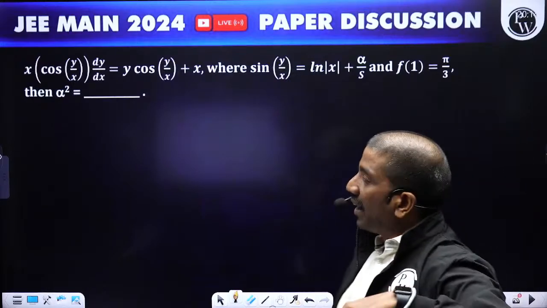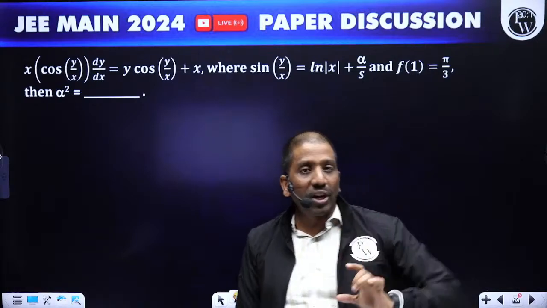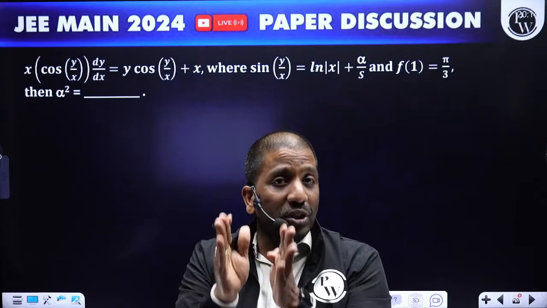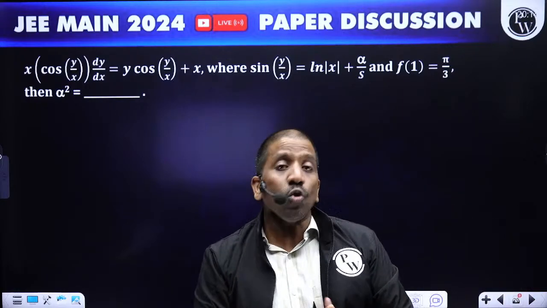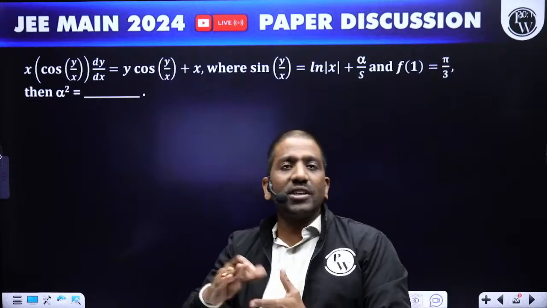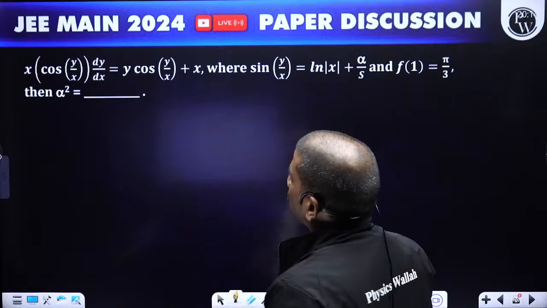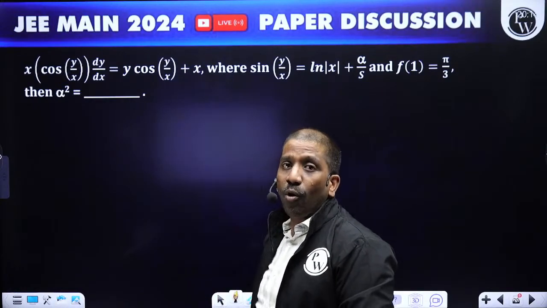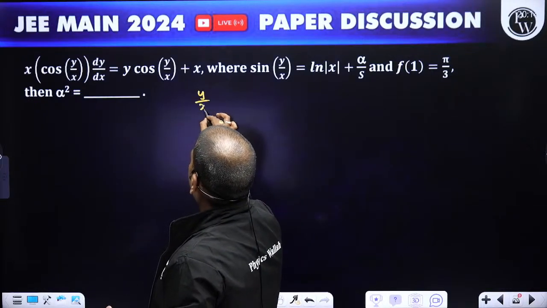Next question, again our favorite question, most probably in differential equations. In differential equations, the first one is the linear equation, and the other one is the homogeneous. But in 90% of the cases we would get a linear equation. In this case, what we have is a substitution, or we have the homogeneous form. The moment you look at y by x, what do you do? y by x is equal to v.